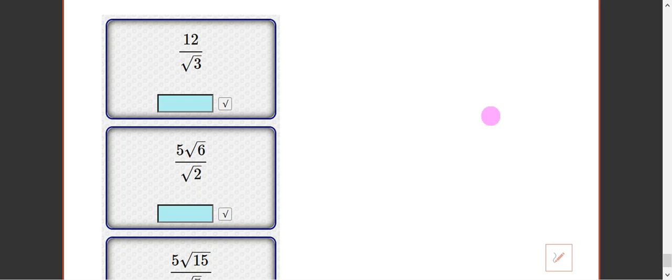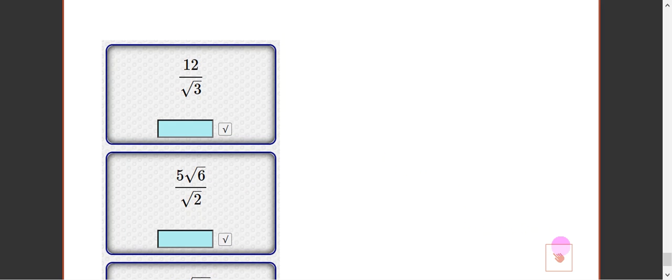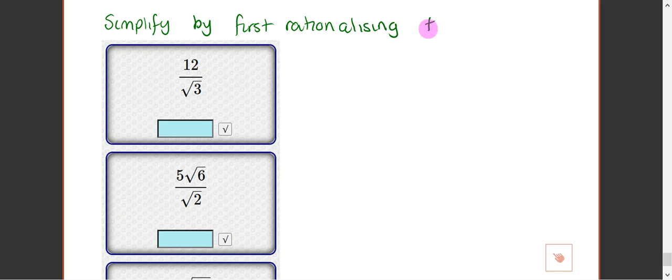Yeah, we're good. Okay. This one, there's something we need to add. When you see this in an assessment, it will say, simplify by first rationalizing the denominator. So can you write that? This whole rationalizing the denominator is the important bit. You have to know what that means. I'll let you write that down.